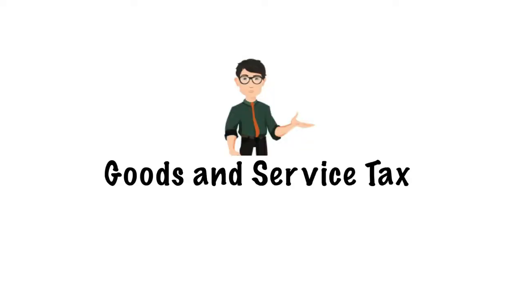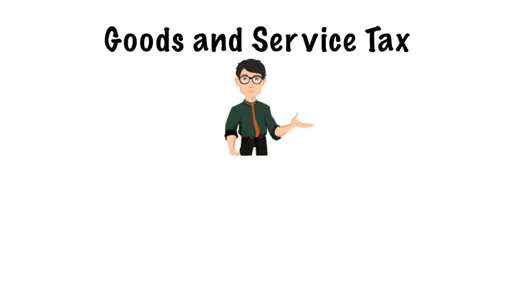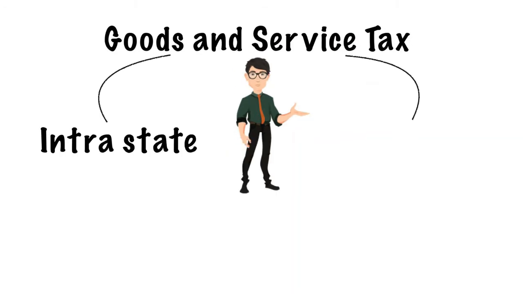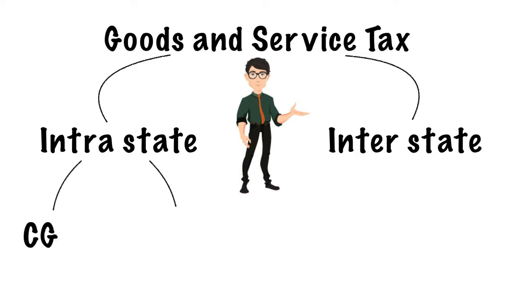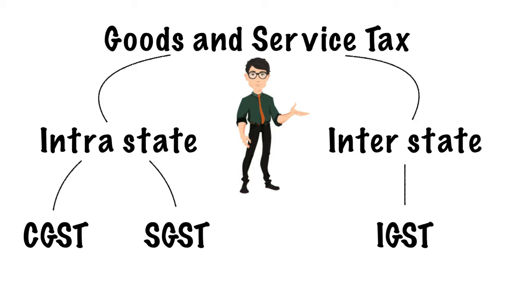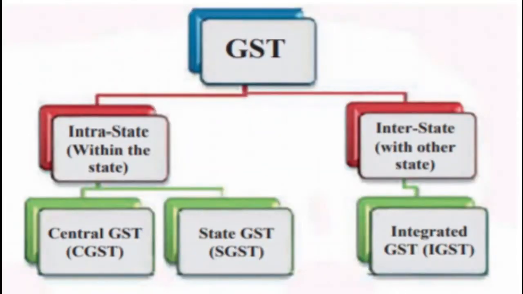Let's understand the terms under GST. GST can be divided into two types based on the place of transaction. First is intrastate, that is within the same state, and second is interstate, that is between two different states. Intrastate includes CGST, that is central government GST, and SGST, that is state government GST, whereas interstate includes IGST, that is integrated GST, which is the sum of CGST and SGST.